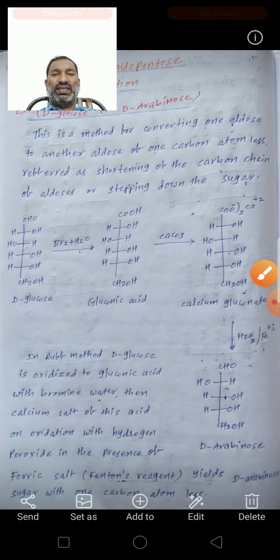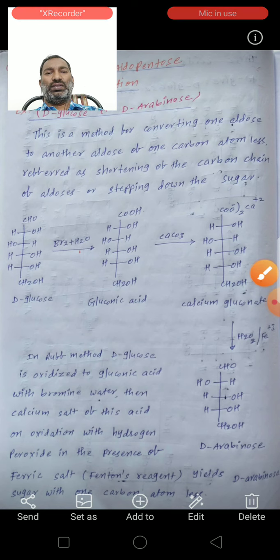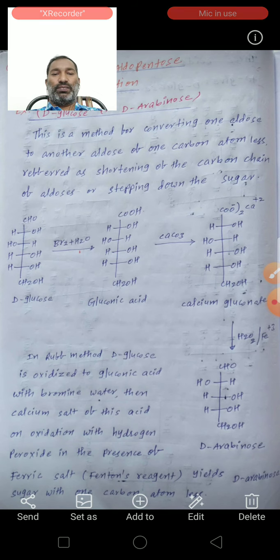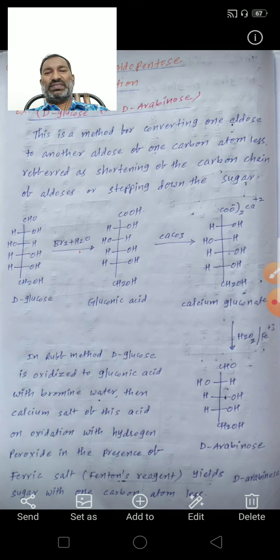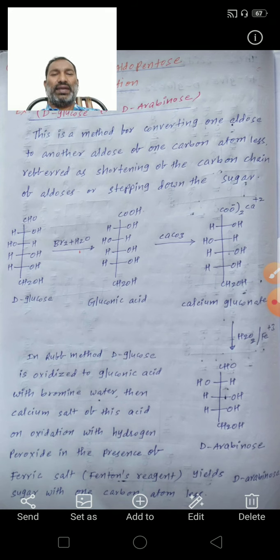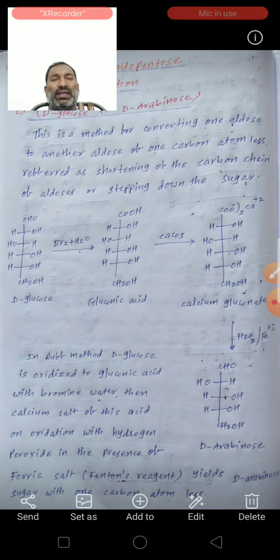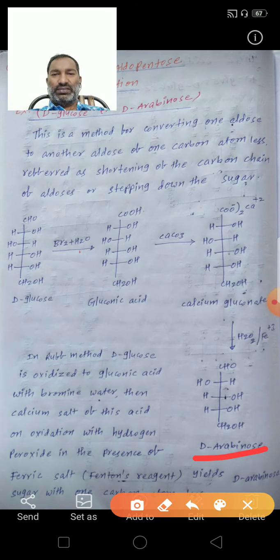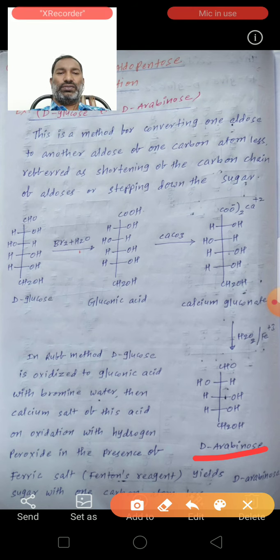So it will remove the carbon dioxide, calcium carbonate, and so this secondary alcohol converts into the aldehyde functional group. So this calcium gluconate converts into the D-arabinose. So this is the Ruff's degradation.